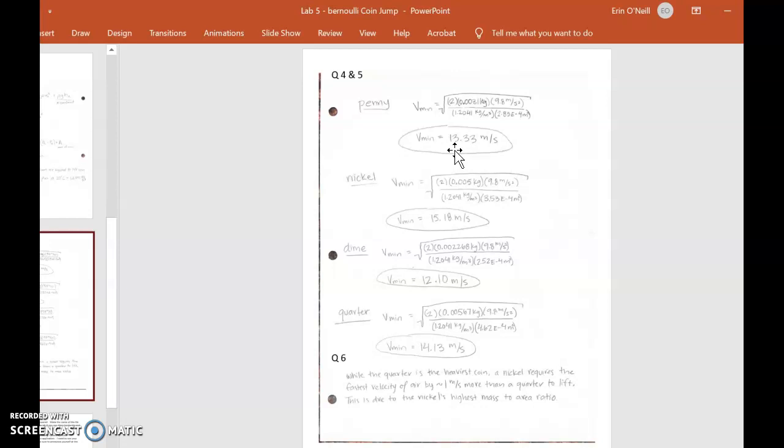The dime was also pretty easy. The hardest ones were the nickel and the quarter, which were both hard for me.